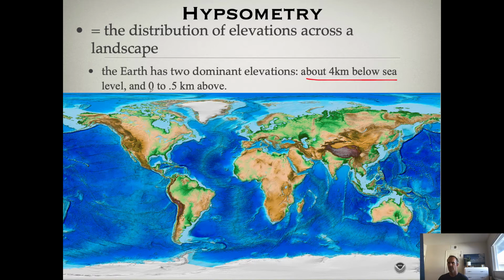And then we have a lot of elevations between 0 and about half a kilometer above sea level. That's what you see as the continents. These two elevations are more or less representing the two different types of crust on the planet. The oceanic crust, which hopefully you remember from intro geology, is thinner, more dense, and it sits lower on the mantle. That's why you have this 4 kilometers below sea level. And then the continental crust is thicker and more buoyant, and so it sits above. You notice that some of it is higher than others, where you have these mountain ranges.